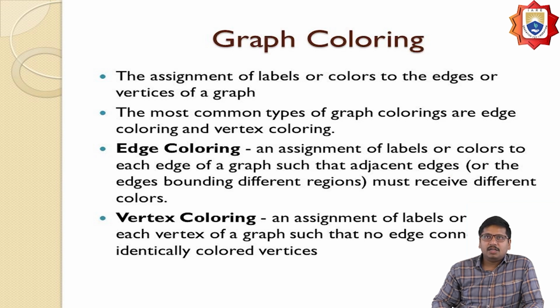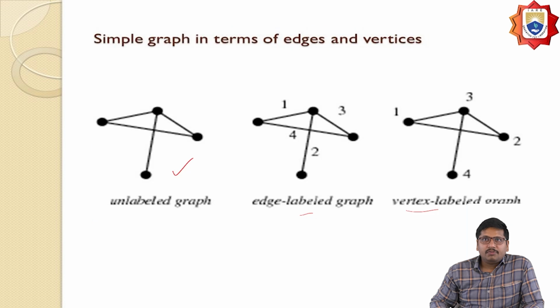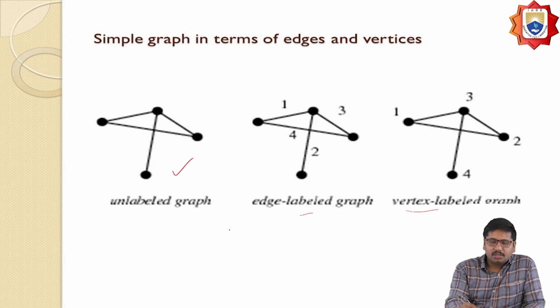And graph coloring is another concept in graph theory. Graph coloring is nothing but the assignment of labels and colors to the edges or the vertices of the graph. Along with this, we are going to see one more type of graph, the undirected graph.